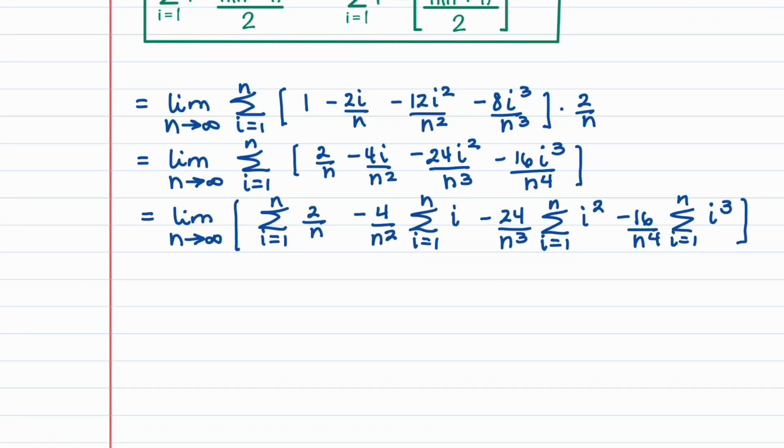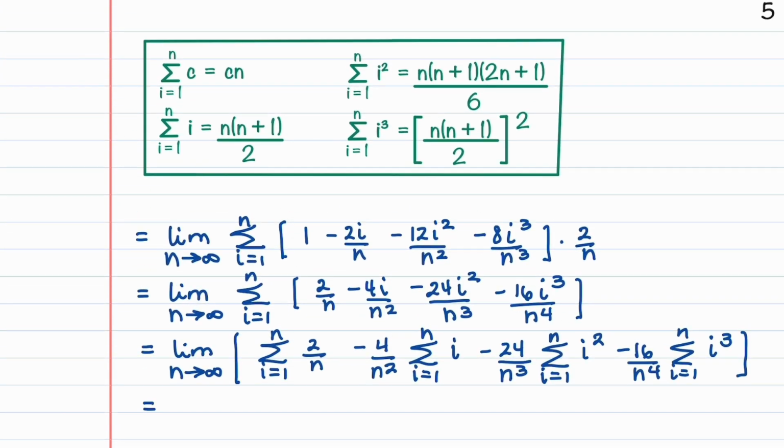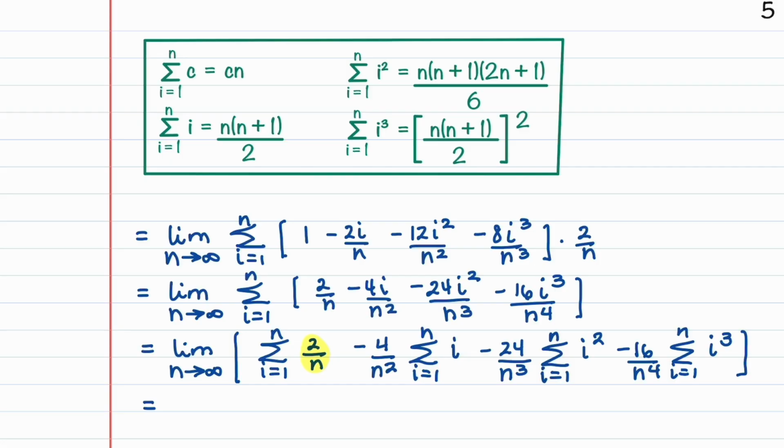Now we can go ahead and use our formulas. We'll have to go up and down here. Let's look at this one first. 2 over n is a constant, so our sum is our constant times n. So this first piece is the limit, n goes to infinity, of 2 over n, that's our constant, times n. Now let's look at our next one. That is the sum of i. So this is minus 4 over n squared times n times n plus 1, all divided by 2.